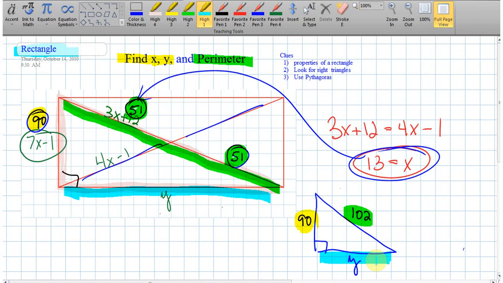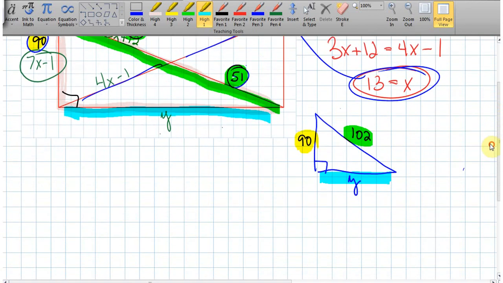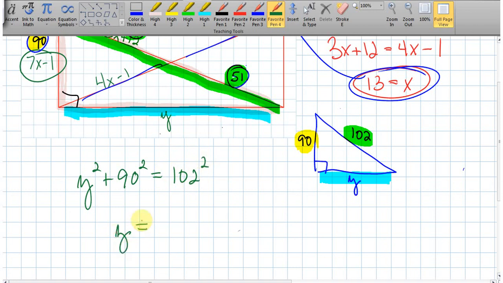So hopefully you can see now I know 2 out of the 3 sides of this right triangle, so I am going to use Pythagoras, and hopefully you can set up Pythagoras and solve for Pythagoras. I'm going to go y squared plus 90 squared equals 102 squared. So hopefully you know how to solve for Pythagoras. I am going to make this a little faster. Hopefully you can do this on your own. 102 squared minus 90 squared, and I take the square root of that number. It turns out y is exactly 48.